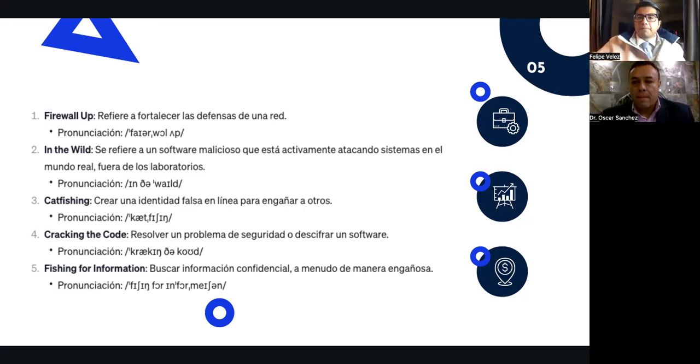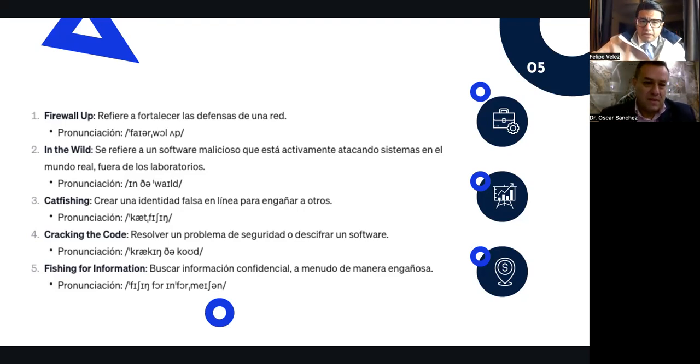Again, firewall up. Now, again, from the beginning. Firewall. Separate them. Firewall. Up. Firewall up. That's the command. Again, firewall up. That's it. Firewall up. That's a command. Very good.